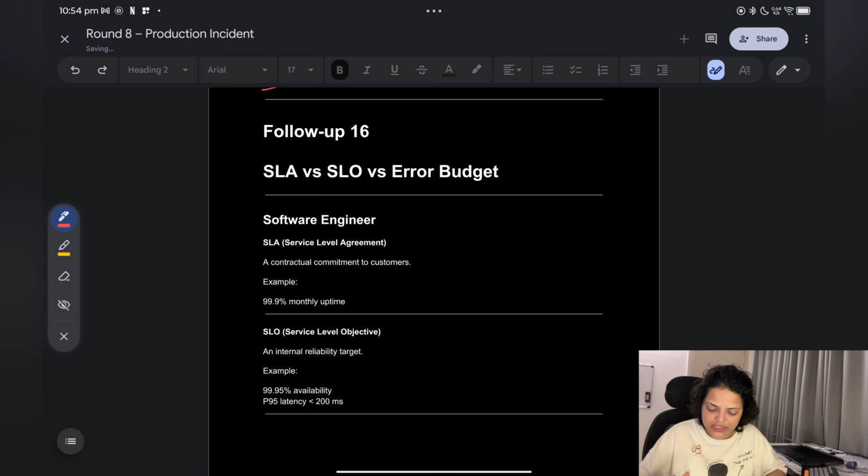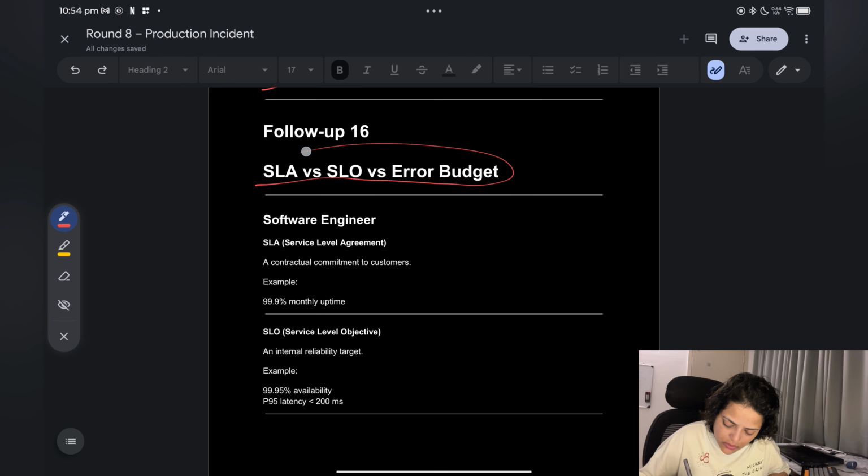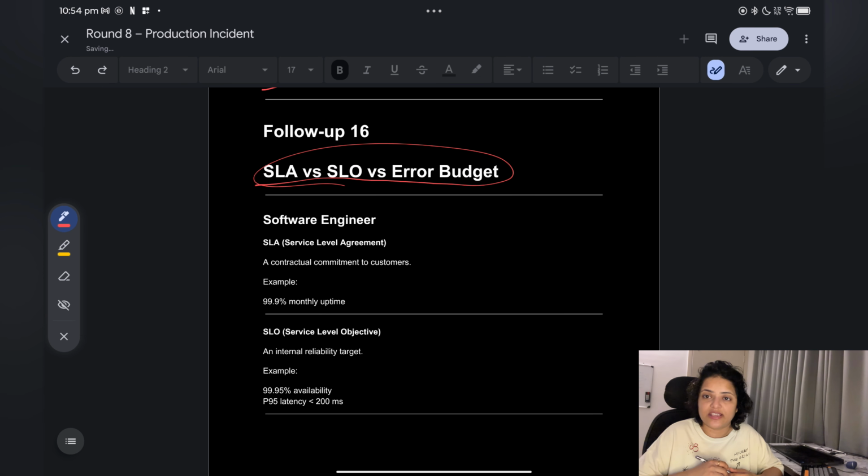Now follow-up question 16 is related to SLA, SLO, and error budget. Okay, now what is SLA, SLO? And what is error budget? Error budget means this many errors you can have.